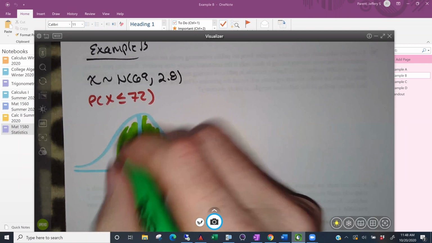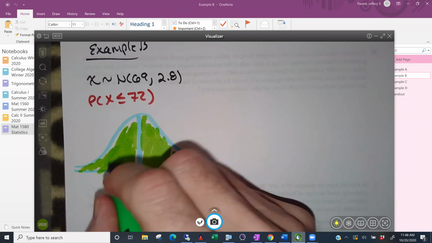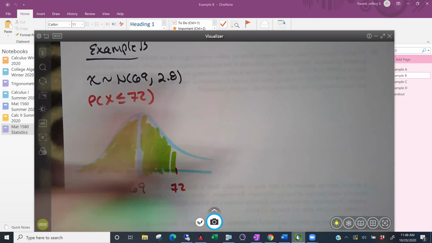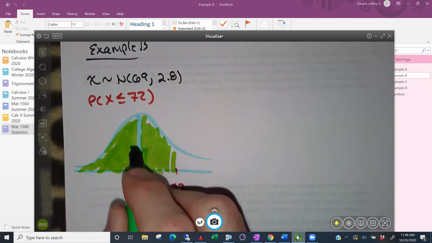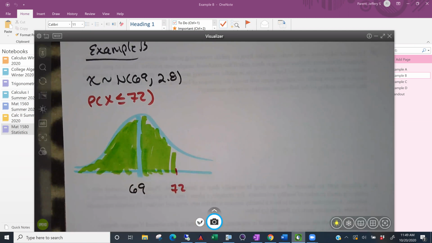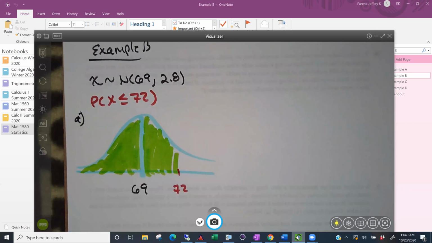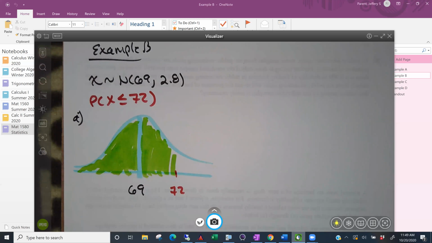And that's actually kind of good news for you Google Sheets users, because you don't have to worry about subtracting from 1. This is what Google Sheets gives you, the area to the left. So let's see if we can find that area. The big thing to notice about part A of example B is that you're just dealing with one person from this sample. Why don't you see if you can find the area to the left of 72?